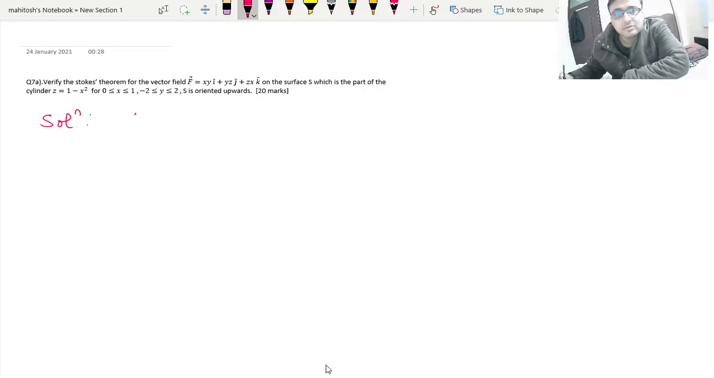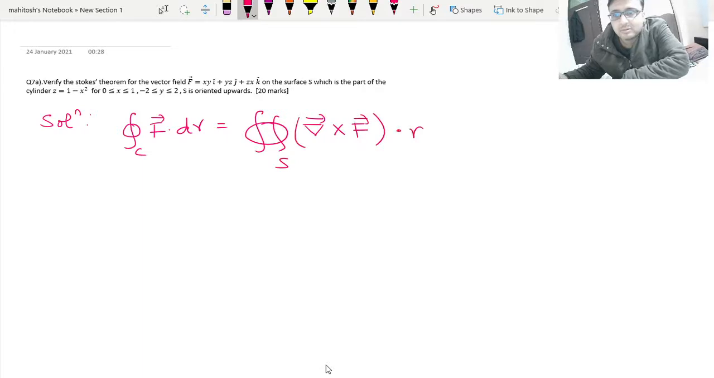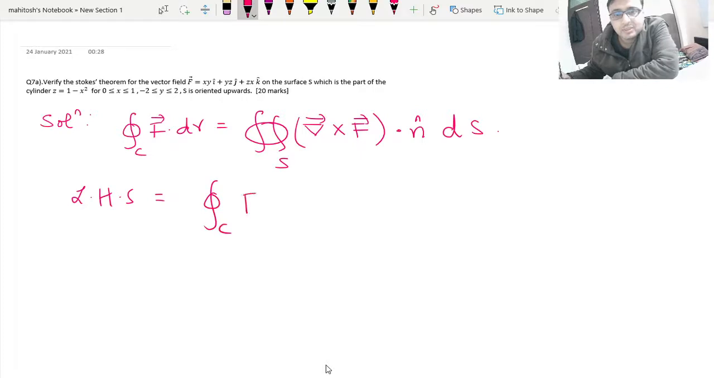Now, first of all, we are going to write the Stokes theorem. The line integral of F dot dr can be written as the double integration or surface integral of curl of F dot n cap dS. Such questions become easy because you are supposed to verify it, as it is for 20 marks. So we start with our LHS, F dot dr.